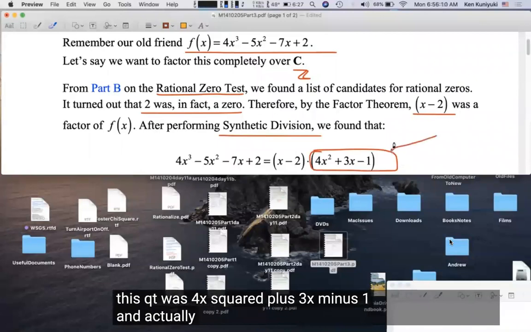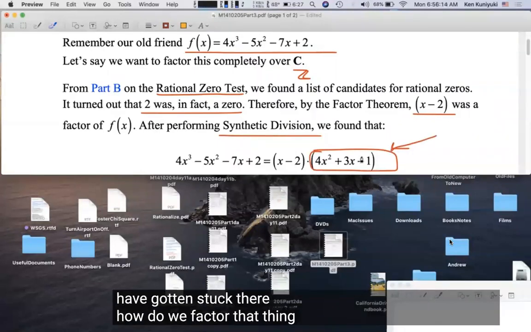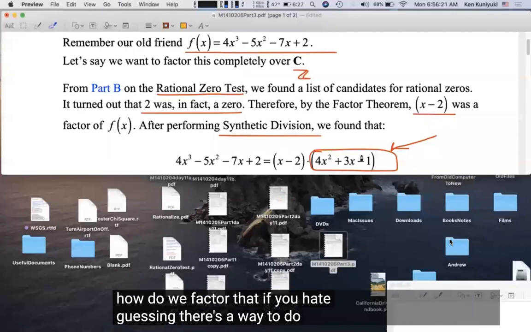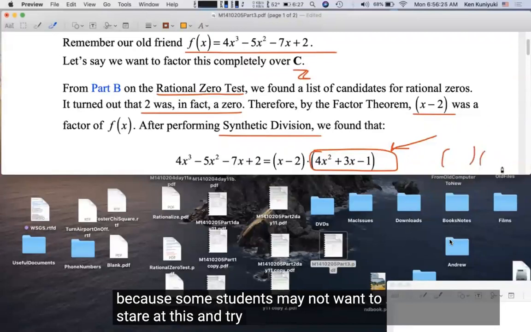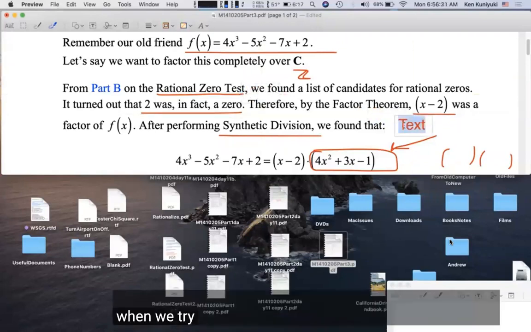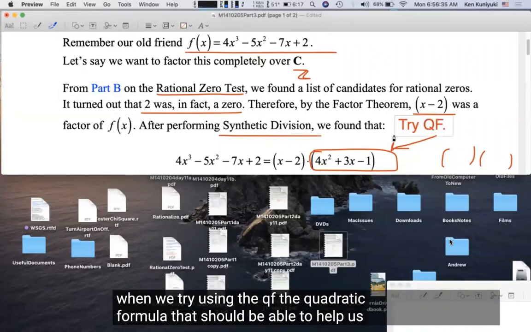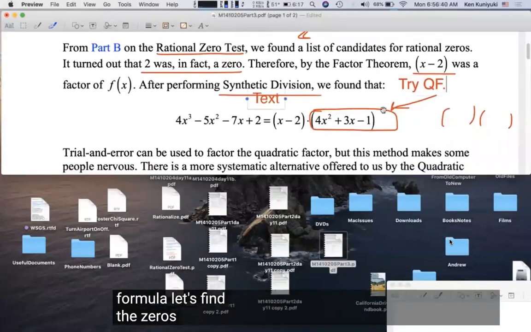And actually, a lot of students would have gotten stuck there. How do we factor that? If you hate guessing, there's a way to do it without guessing. Some students may not want to stare at this and try to figure it out. They might want to use what formula? Why don't we try using the QF, the quadratic formula? That should be able to help us. So let's apply the quadratic formula. Let's find the zeros first.